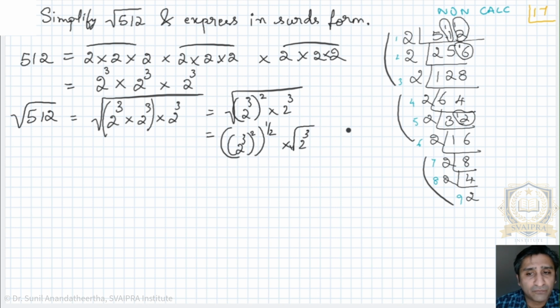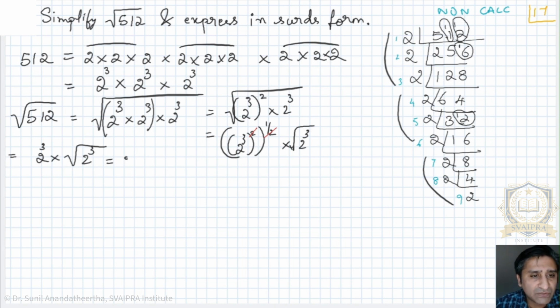Now what we have from here on is that these two cancel out. This 2 and this 2 cancel out with each other, and that leaves us with quite a simple solution, which is 2 to the power of 3 multiplied by the square root of 2 cubed.